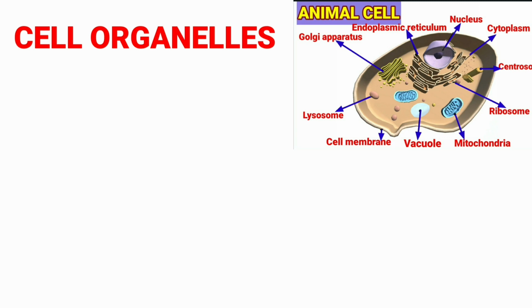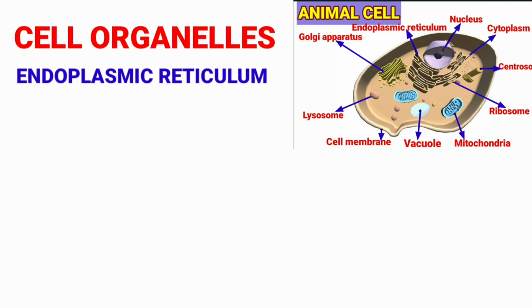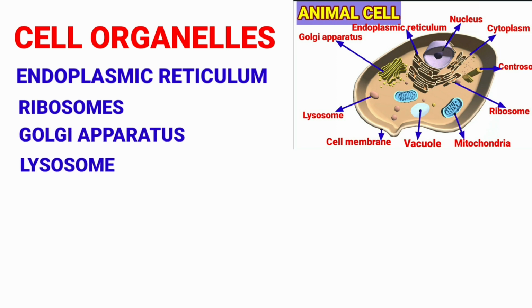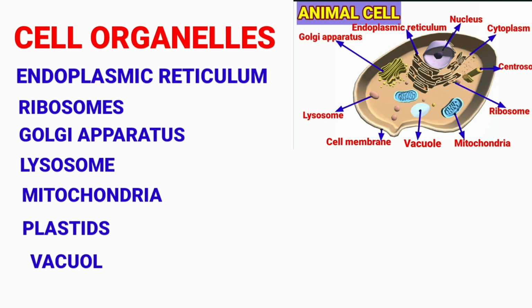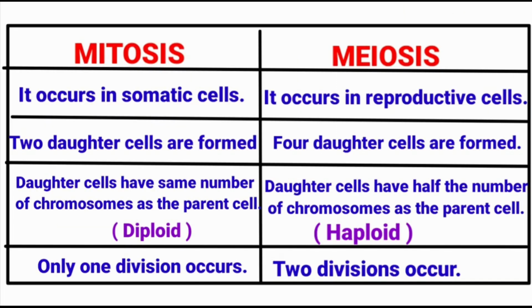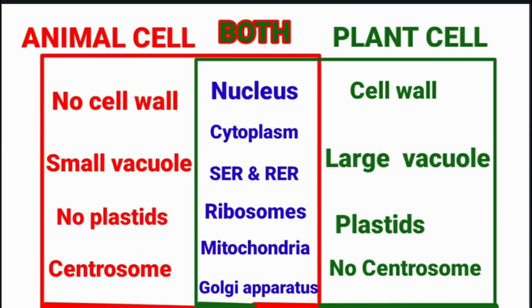In this part, we have discussed the different cell organelles present in the cell, mainly the endoplasmic reticulum, Golgi apparatus, lysosomes, ribosomes, mitochondria, vacuoles, plastids, and centrosome. And also, we have discussed a few facts about cell division, mitosis and meiosis. And also, we compared the differences between the animal cell and plant cell. Hope all of you understand this part.